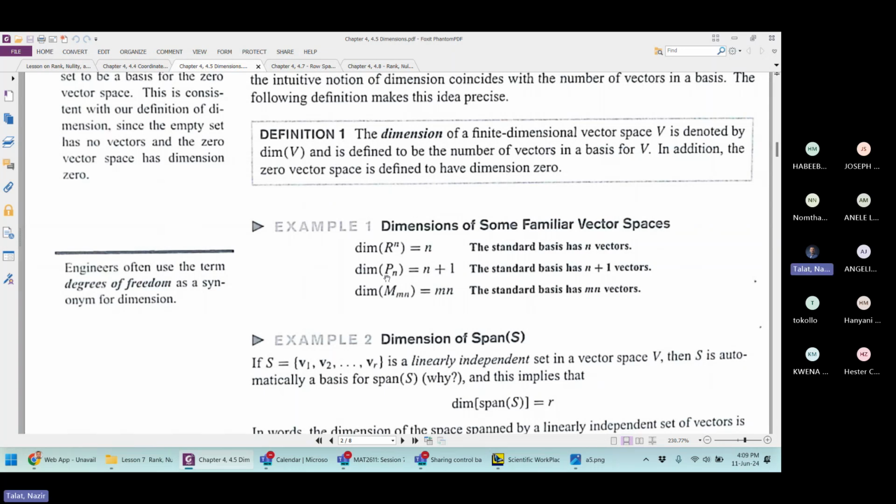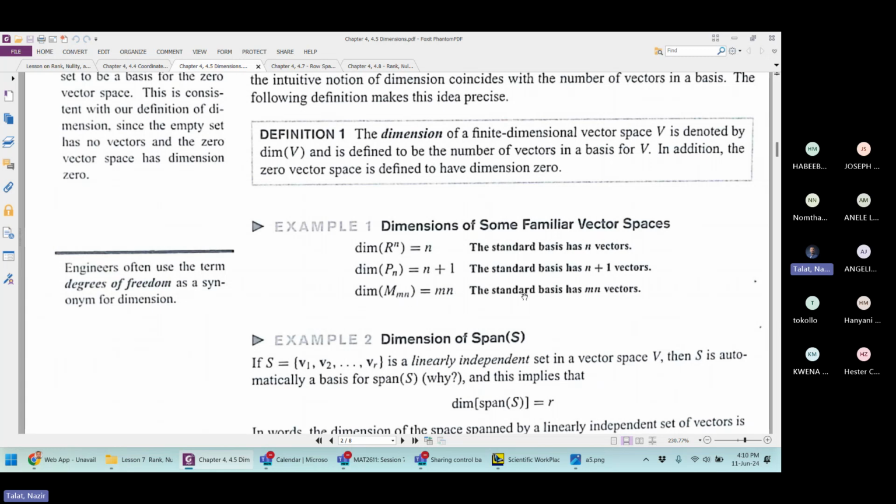Similarly, the dimension of Pn is n plus 1. So there are n plus 1 polynomials required to generate every polynomial of degree n. And the dimension of the space of all m cross n matrices is m multiplied by n.